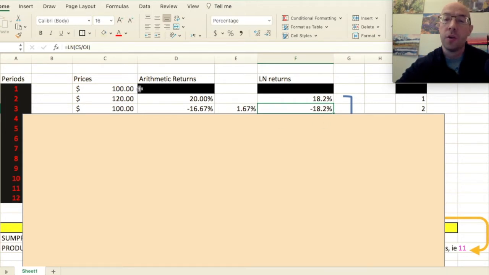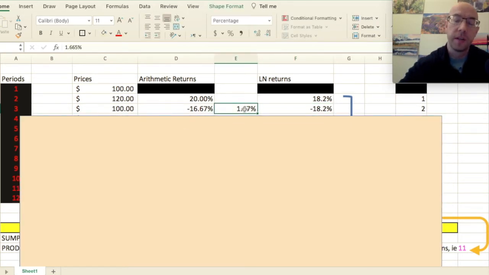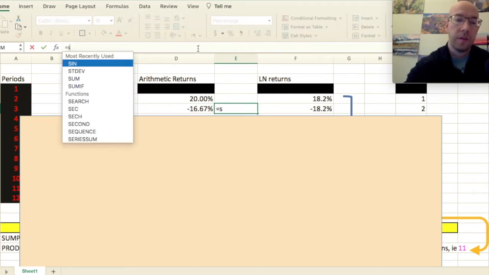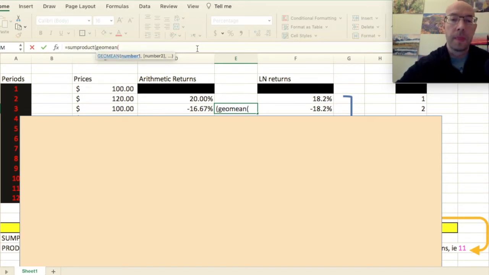I said, figure out the month over month arithmetic returns. This is what I told you to do. And then I told you to do this. Let me get this out of here. I said do this formula. Equal sign, SUMPRODUCT, open parentheses, GEOMEAN, open parentheses again, highlight the returns that I'm interested in getting my average for.